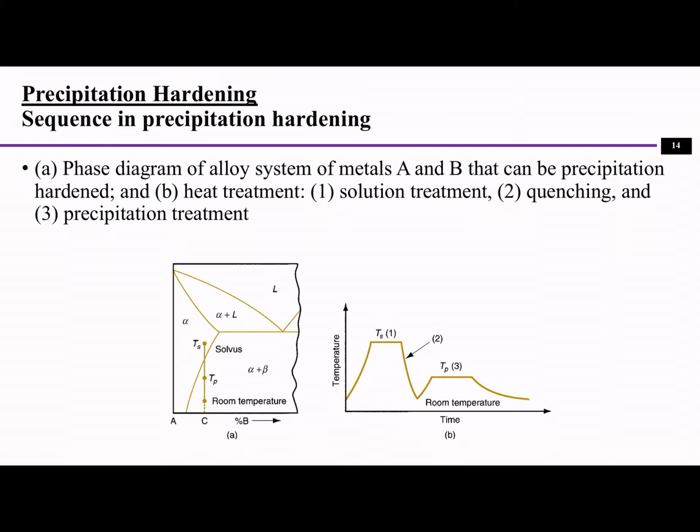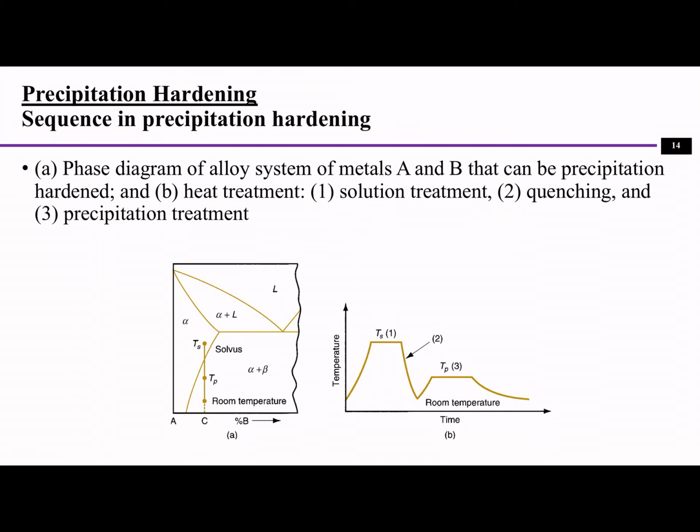So the sequence of precipitation hardening is actually similar to the heat treatment we talked about before. You have several phases or steps. First one is the solution treatment. We heat up the material to a temperature Ts, and then we have quenching, which is fast cooling of the material to room temperature, and then we lift up the temperature again for precipitation treatment, and then slowly cool down the material to achieve the desired properties.